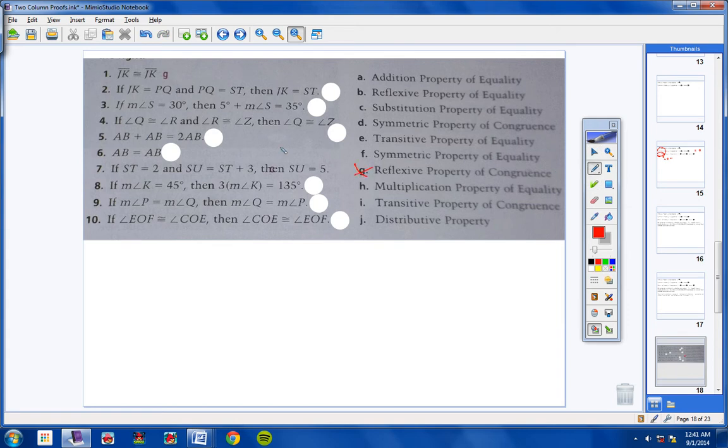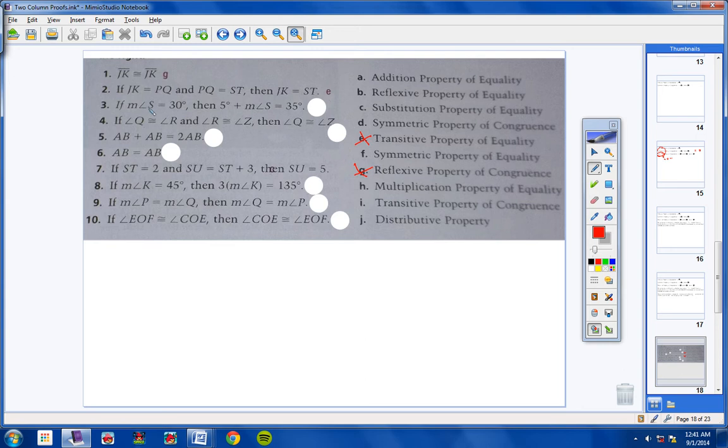Let's take a look at number 2. Notice we're dealing with equal signs, so whatever property we use here is going to be a property of equality. JK equals PQ, PQ equals ST, then JK equals ST. So JK equals PQ equals ST, so JK equals ST. That's transitive, and that's going to be the transitive property of equality, letter E.